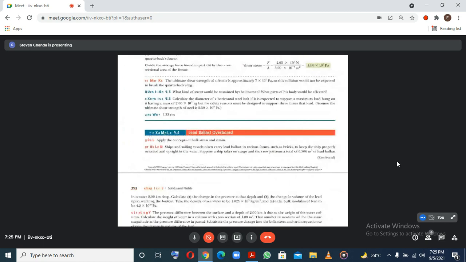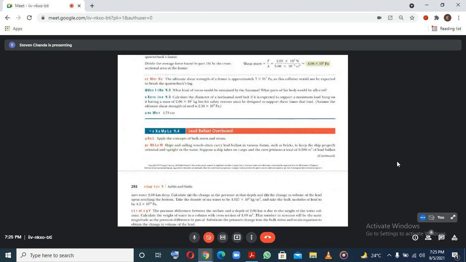Ships and sailing vessels often carry lead ballast in various forms, such as bricks, to keep the ship properly oriented and upright in the water. Suppose a ship takes on cargo and the crew jettisons a total of 0.5 meter cubed of lead ballast into water 2 kilometers deep. Calculate the change in the pressure at that depth.